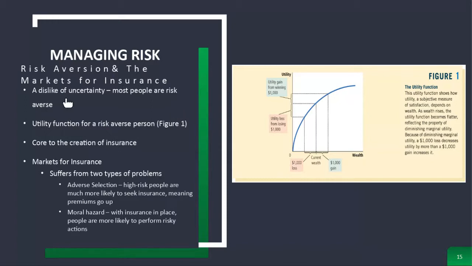So, at the core, we assume that people have a dislike of uncertainty. That is, most people are risk averse. Just note here that, again, averse means not liking something. So, by saying we are risk averse, we are saying that we dislike risk. The utility function for risk averse is what we see in figure 1.